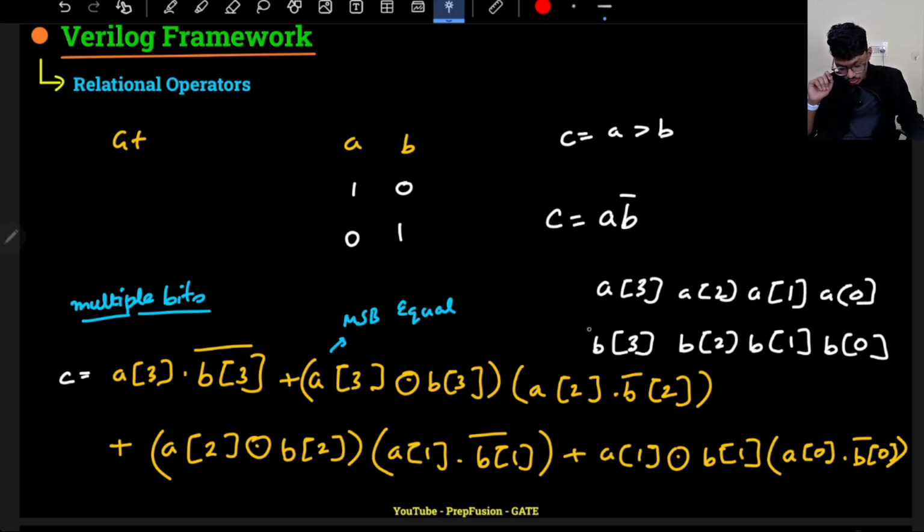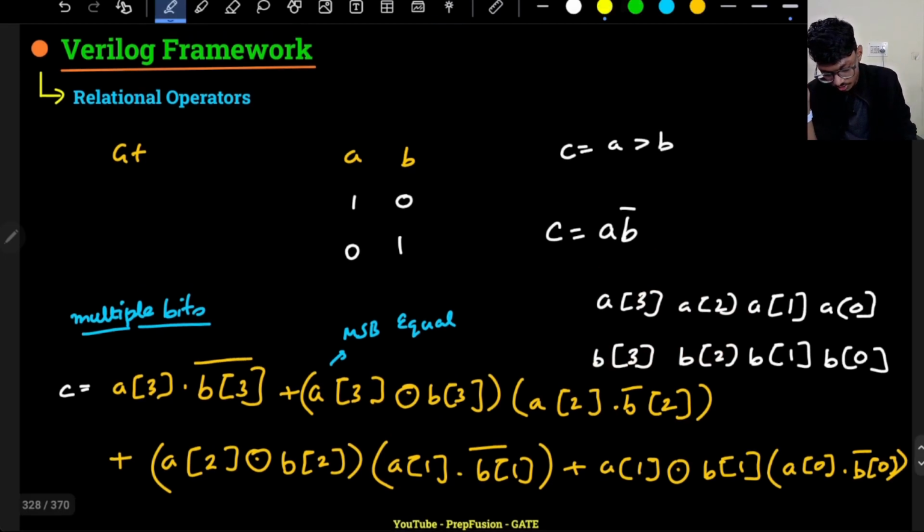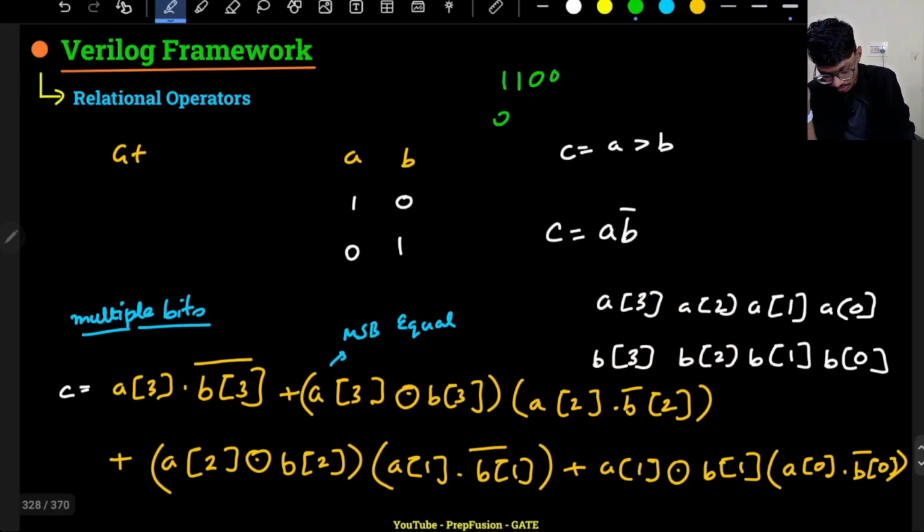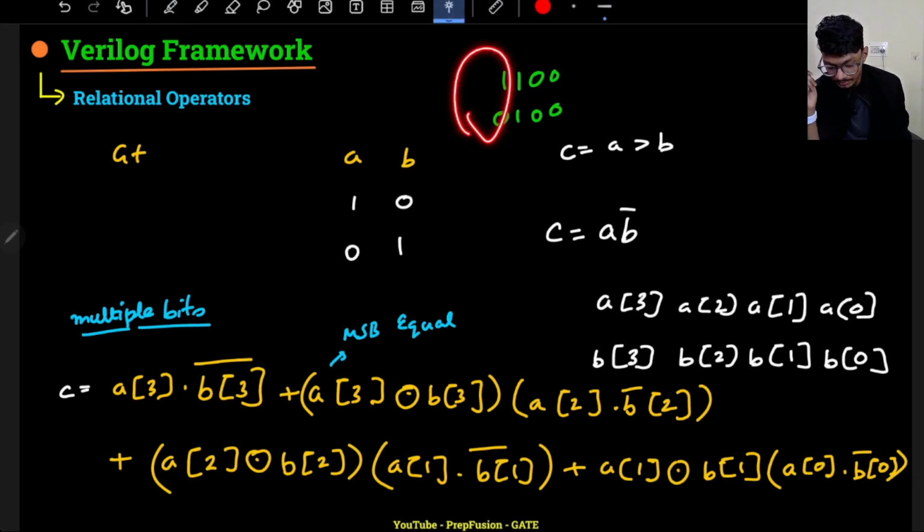Now I will check if these two are equal. If these two are equal, that means I will check the next bit. So why is this important? Let me take an example. I have 1 1 0 0 and 0 1 0 0. First I took this example. I see the MSB is higher than this MSB, right? That means this number will be higher.